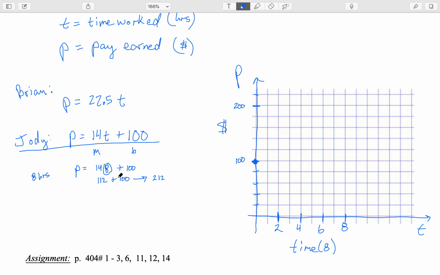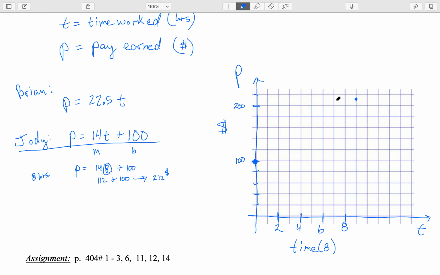You know what? At 8 hours, I already figured out she makes $212. So I could go over to 8 hours. I could estimate 212, and if this is 220, 212, there's 210. 212 is going to be a little bit higher. Not very much. As soon as I've got 2 points, I've got a straight line.